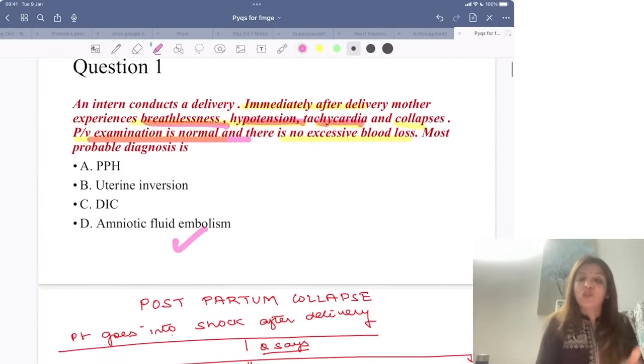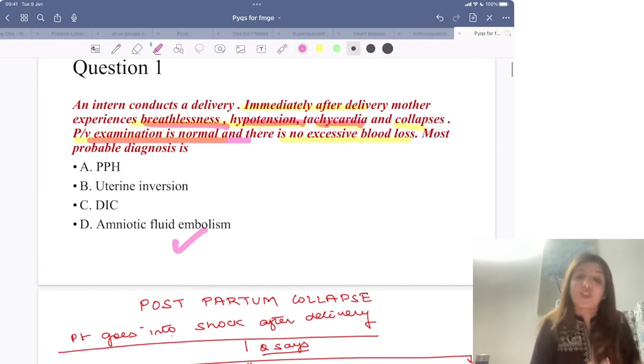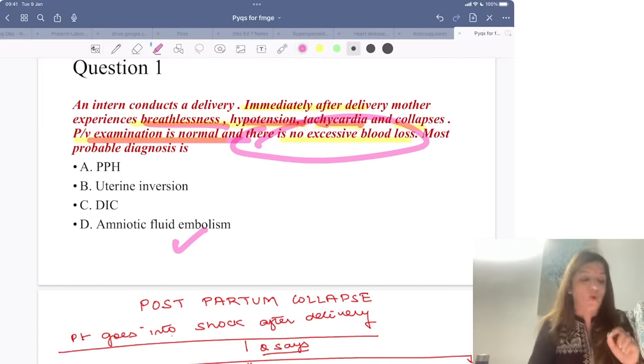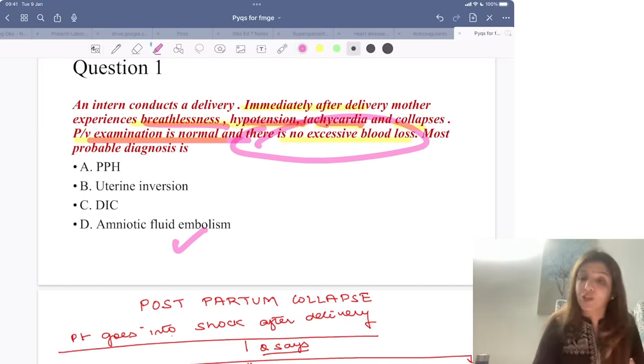Ab why is this not a case of PPH? Ye PPH kyun nahi hai? Ye PPH isliye nahi hai kyunki question mein diya hai ki there is no excessive blood loss. Clear to all of you?